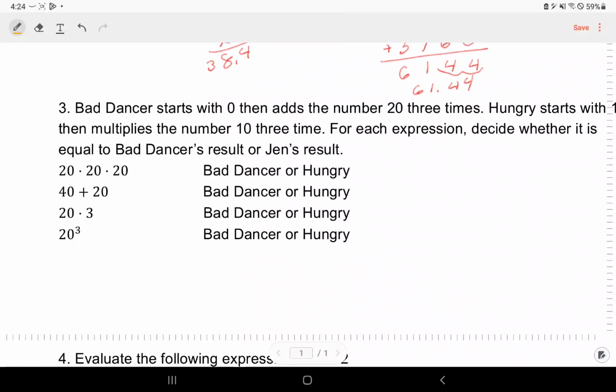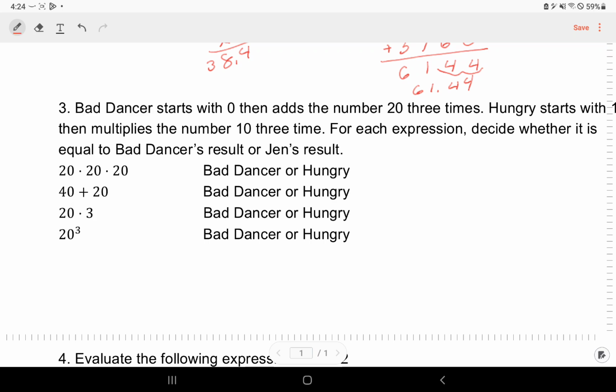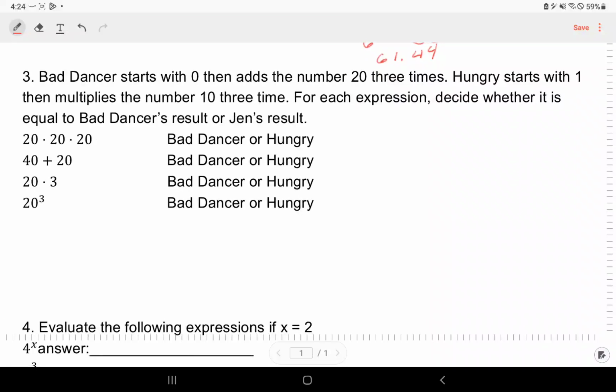All right. Now, let's take a look at question 3. All right. So, Bad Dancer starts with 0, then adds the number 20 three times. Hungry starts with 1 and then multiplies the number 20 three times. For each expression, decide whether it is equal to Bad Dancer's result or Hungry's result.